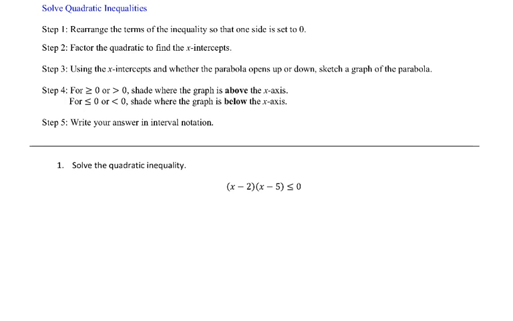Hello, in this video we're going to look at solving quadratic inequalities. If you notice at the very top of the page, there are 5 steps in how we are going to solve quadratic inequalities. The first step is to rearrange the terms of the inequality so that one side is set equal to 0, or I guess less than or equal to, or less than or greater than or equal to, because we're talking about inequalities.